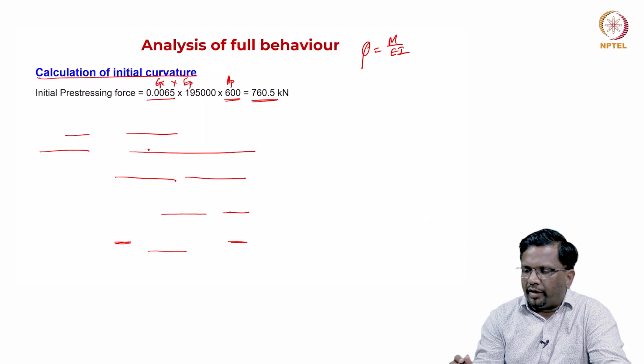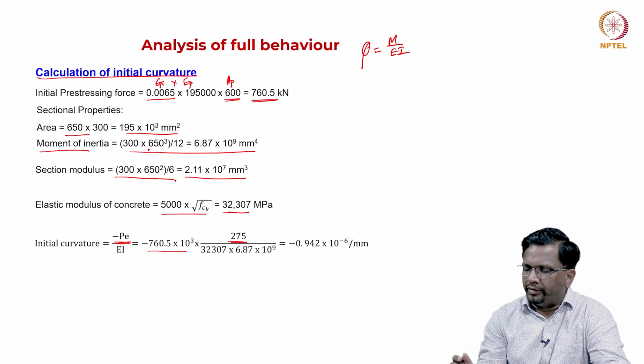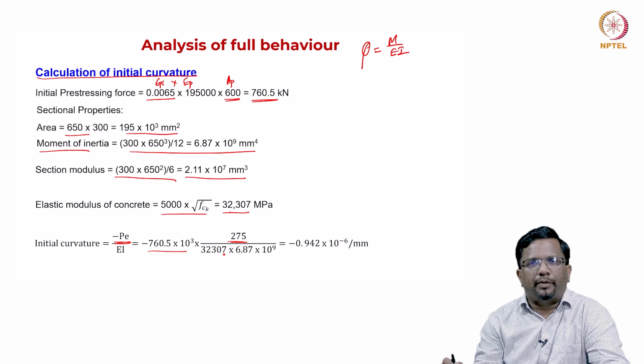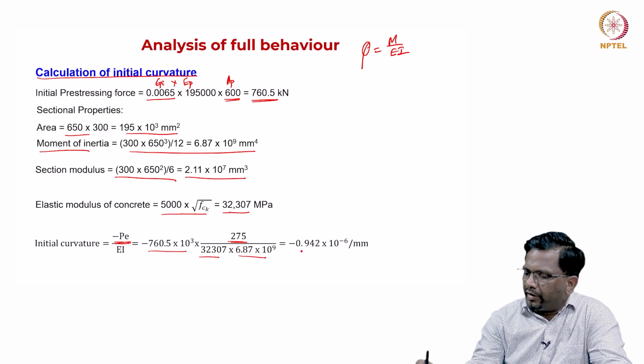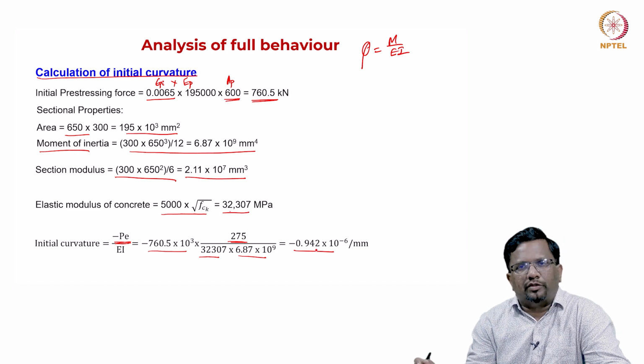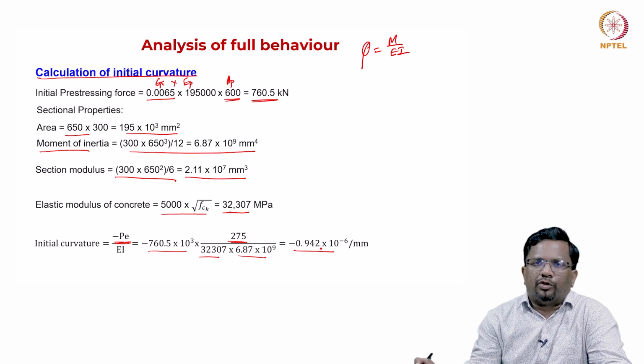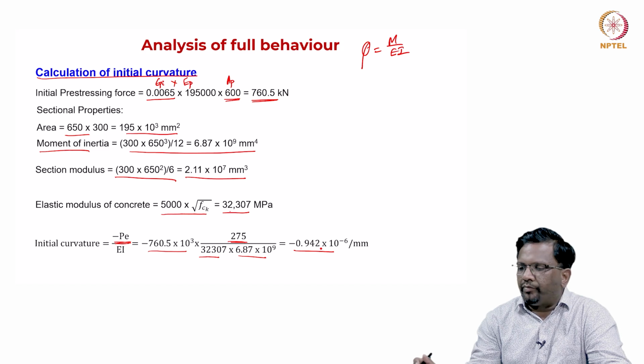So if you go back and apply this, eccentricity is 275 and EI we have already calculated, and you get an initial curvature of 0.942 times 10 to the power of minus 6 per millimeter.